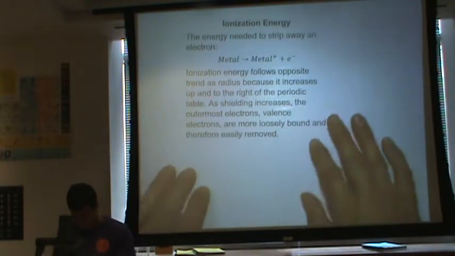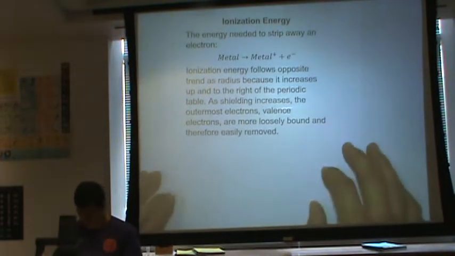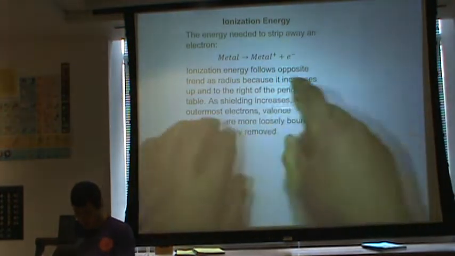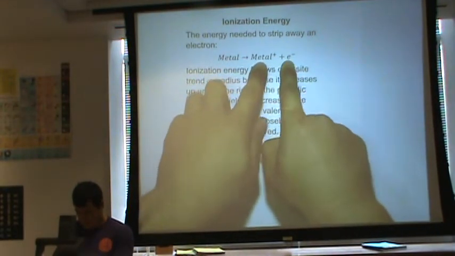Now there's an energy involved with adding an electron and removing an electron. For removing an electron, this is known as ionization energy. It is the energy needed to strip away an electron. So if we start with a metal, we're going to oxidize this metal by removing an electron. We get a metal plus an electron.